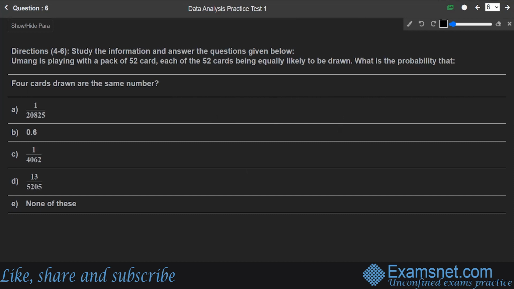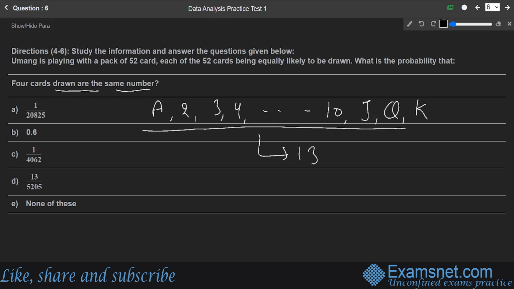Now he says 4 cards are drawn with the same number. If they have to be the same number, what types of cards do we have? How many types of cards are there? We have cards starting from ace, then 2, then 3, then 4, and so on till 10, then it comes J, then Q, and K. So how many total cards do we have? There are 13 different cards, and this is the case with any one of the suits. Any one suit contains these 13 cards. That suit could be diamond, club, heart, or anything. So one suit contains 13 types of cards.